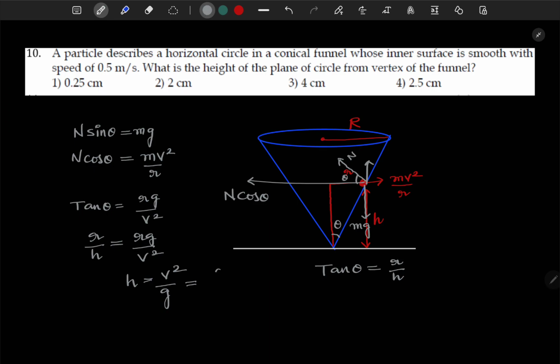So you want v square by g, so 0.5 square divided by g, which is 10. 0.5 square is 0.25 by 10 meters, and we also know 1 meter is 100 centimeters, so multiply with 100. Then you have 25 by 10, which is simply 2.5 centimeter. So that's the answer, which is option number 4 for this question.